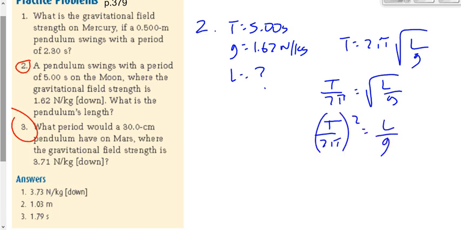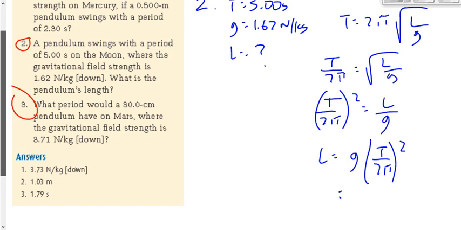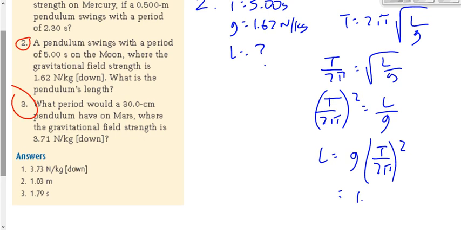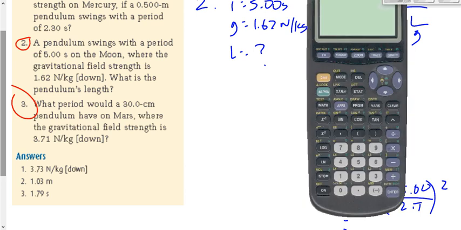And then we take the G over by dividing by L divided by G, take it over by multiplying. So L is equal to G times T over 2 pi squared. So what do we got here? Be careful you don't make G 9.81. It's 1.62 times T, which is 5.00 seconds, divided by 2 pi, squared. So let's figure that out now.